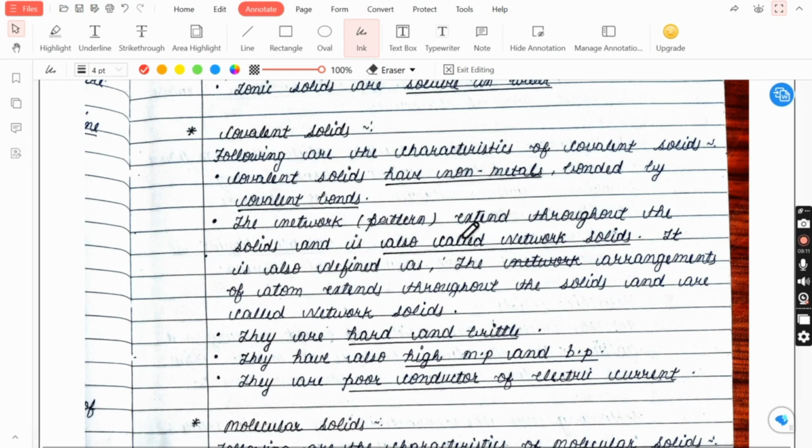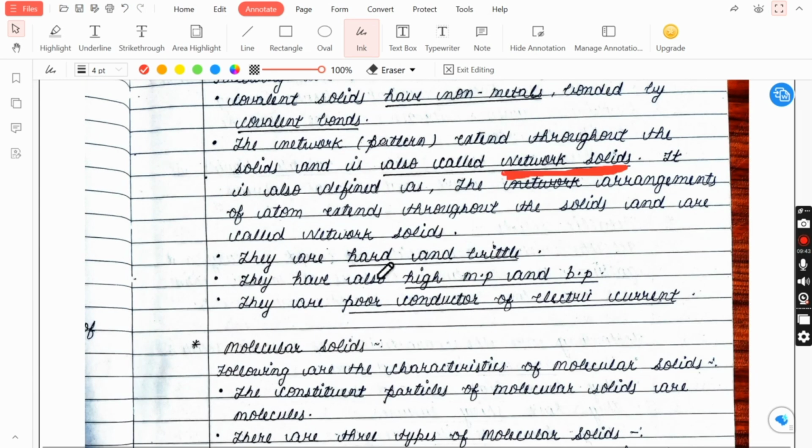Covalent bond. So the basic property is that most covalent solids are non-metals and they have covalent bonds between them. The network extends throughout the solid and it is also called a network solid. Covalent solids are also known as network solids. You should also know it. Okay, and how is it defined? It is defined as the arrangement of atoms extending throughout the solid, and these are called network solids.